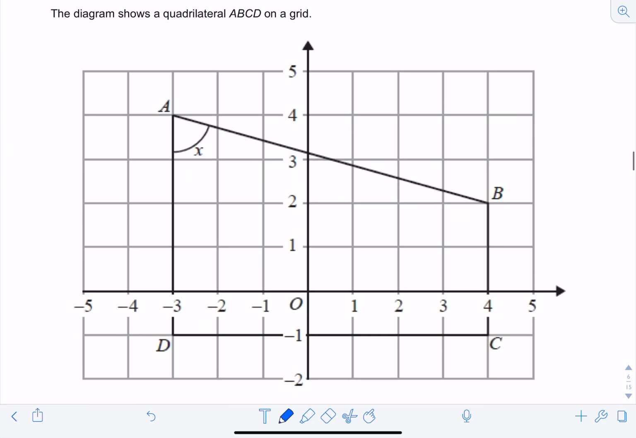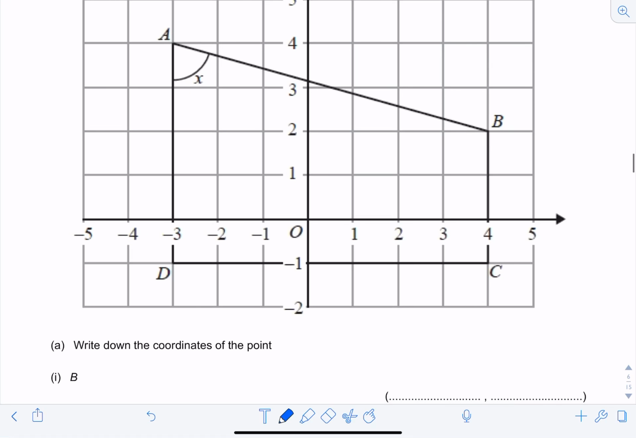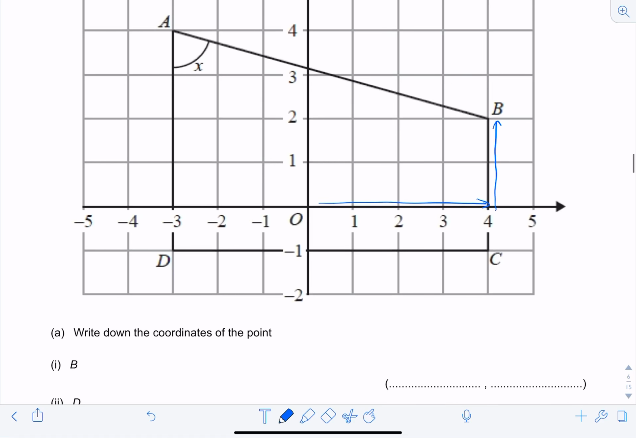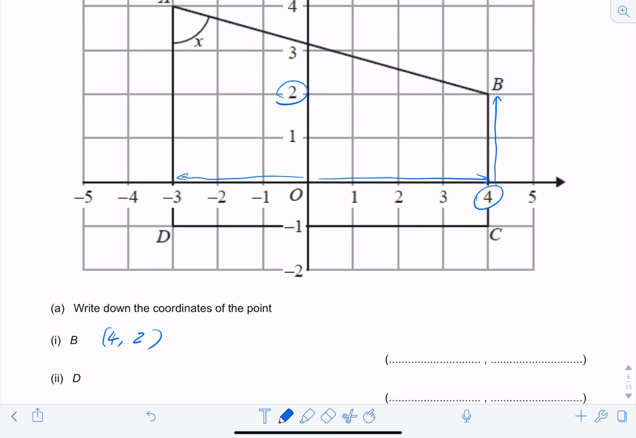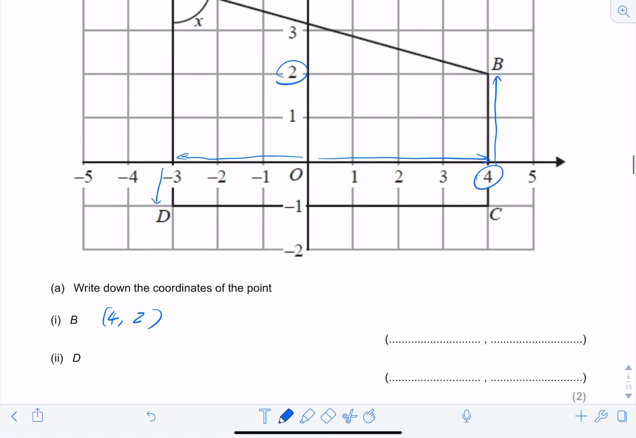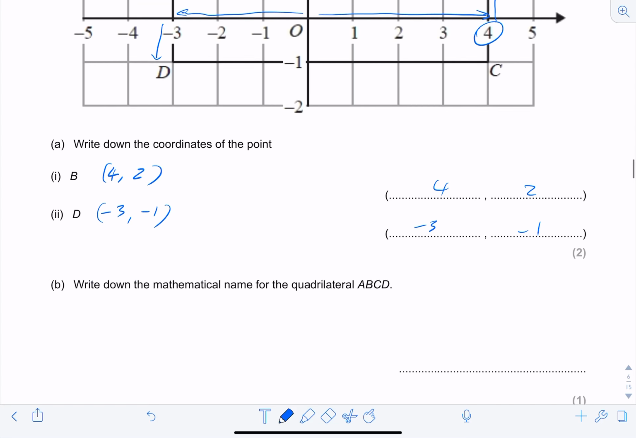Diagram shows a quadrilateral ABCD on a grid. Lovely. Coordinates of the point B. Okay, so I go along the corridor, up the stairs, same as you've been doing since primary school. And so the coordinates of B are 4, 2. Yep, 4 on the X, 2 on the Y. D, again, along the corridor, and this time we're going down the stairs. So it's -3, -1. Should be doing that over here. 4, 2, -3, -1.